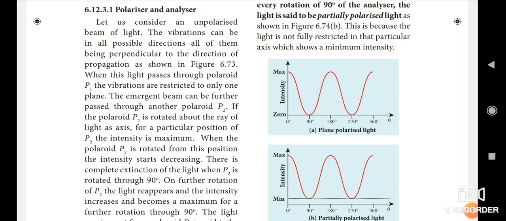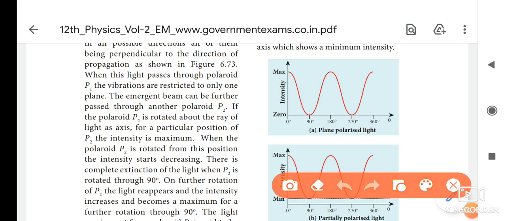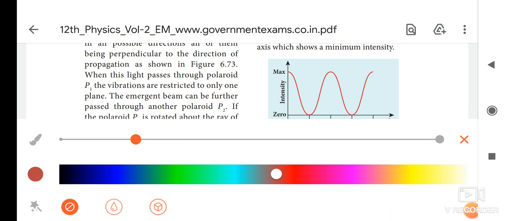Okay, students, so today we see about the polarizer and analyzer. Okay, what is meant by polarizer and what is meant by analyzer? Before that, we see about it. We already studied this in the 5th unit. Here the two sources are there.